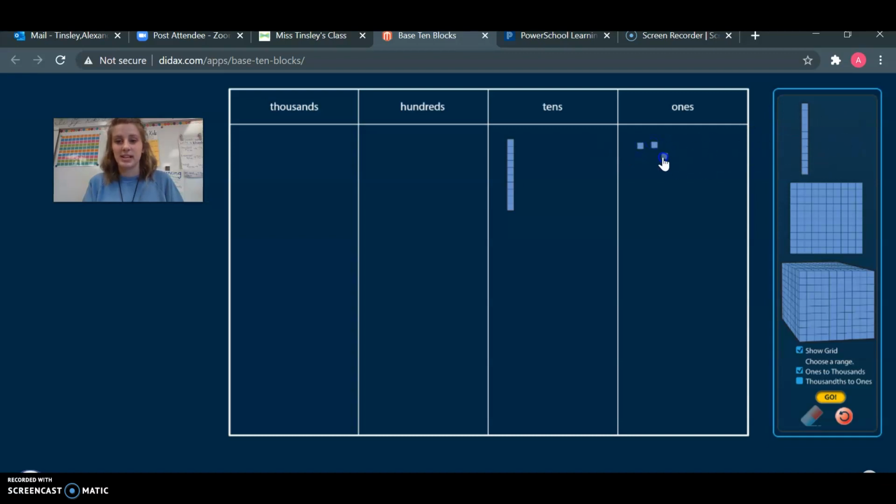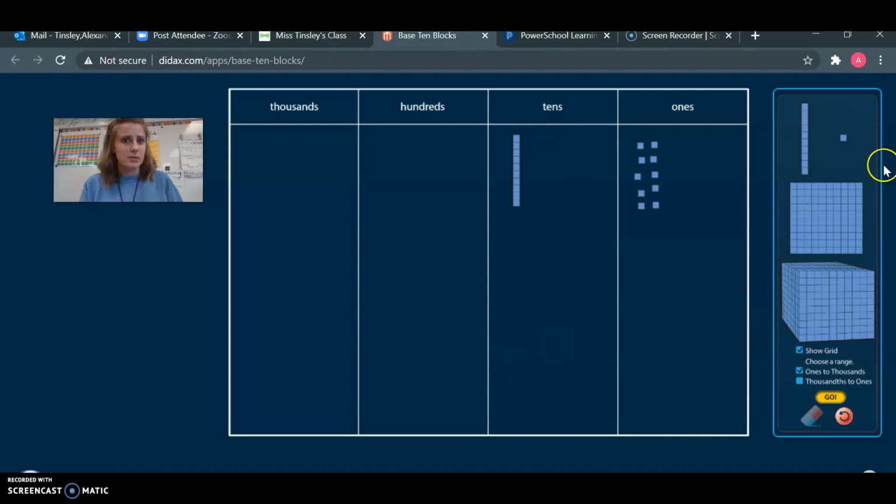So I'm just going to put these in here. It'll take me a second. 3, 4, 5, 6, 7, 8, 9, 10, right? So if we have 10 ones, we know that we can group it and it equals one stack of tens, one 10 stick.